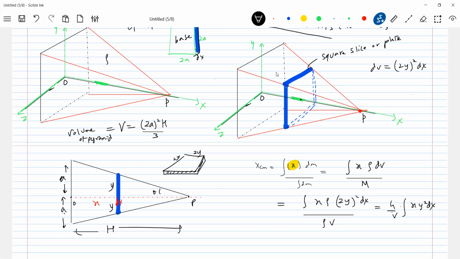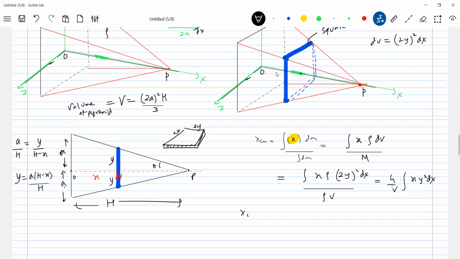Y by h minus x should be equal to a by h from the triangle. From this triangle, a by h should be equal to y by h minus x. Tan theta equals y by h minus x, and the same tan theta is equal to a by h. So I can replace y now. What is y equal to? So y is equal to a times h minus x by h. That you substitute here.